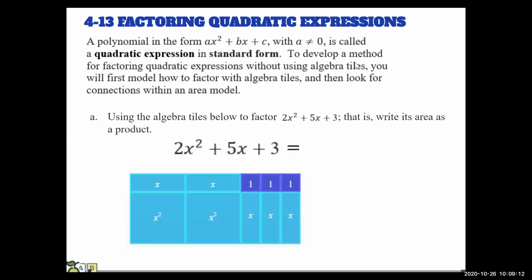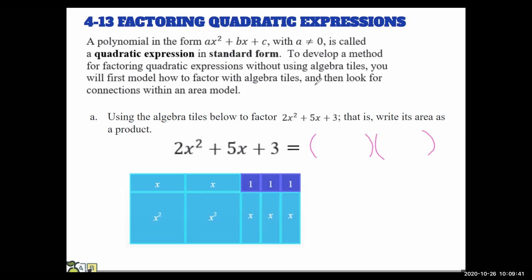So in part A, it says use the algebra tiles below to factor 2x squared plus 5x plus 3. That is, write its area as a product. So remember from before. So we have our diagram set up here with the algebra tiles in a rectangular formation, which is necessary for it to factor. And then in order to write it in factored form, like this format with the length and the width of the rectangle, we need the edge lengths.